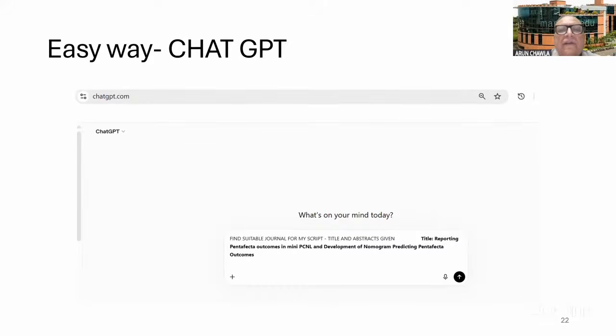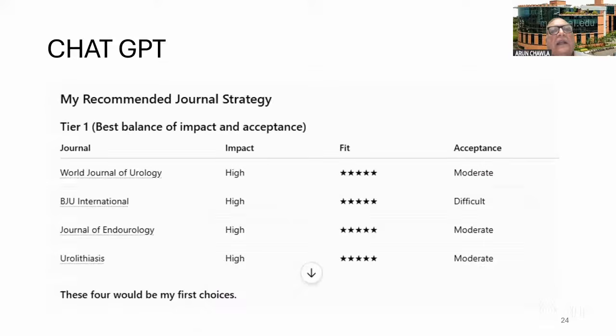So this is another way which is very easy. People have found out, my residents do it sometimes. Now here you see, I have gone to ChatGPT. This is the free version. I won't go to ChatGPT Pro or 5 and all that. You see in ChatGPT, I have put the title first, and then I have put the abstract, and I have given the prompt. Now what it has given is a strategy.